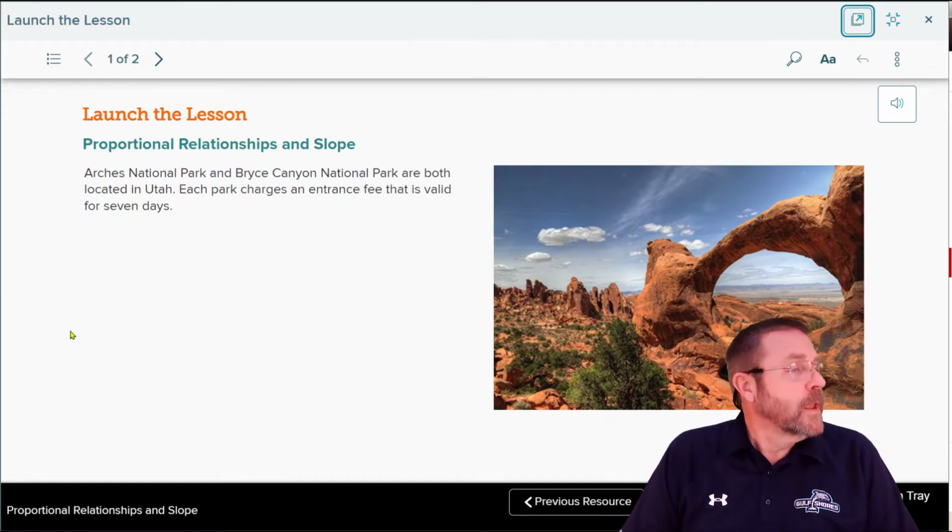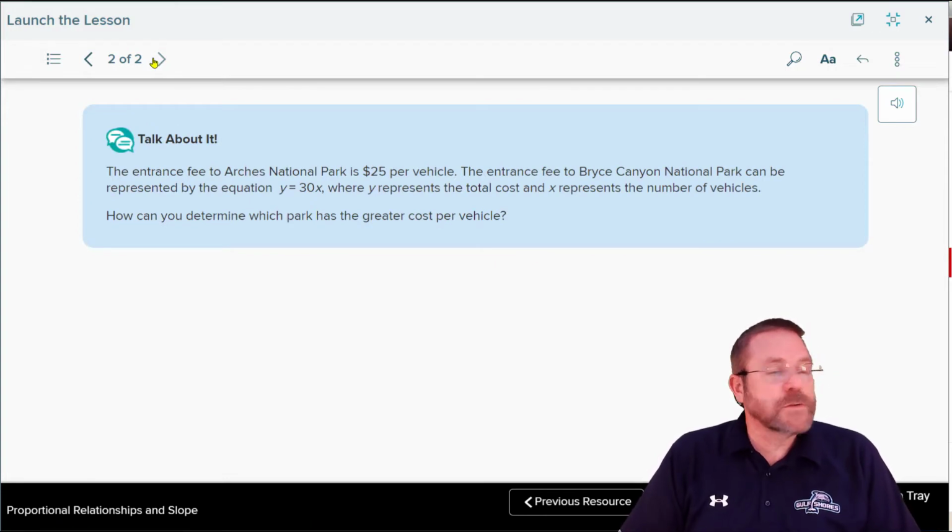Let's get started. Arches National Park and Bryce Canyon National Park are both located in Utah. Each park charges an entrance fee that is valid for 7 days. The entrance fee at Arches National Park is $25 per vehicle. The entrance fee at Bryce Canyon National Park is represented by the equation y equals 30x, where y is the total cost and x represents the number of vehicles. How can you determine which park has the greater cost per vehicle? These are the kind of things we're going to be working on as we get into this lesson.